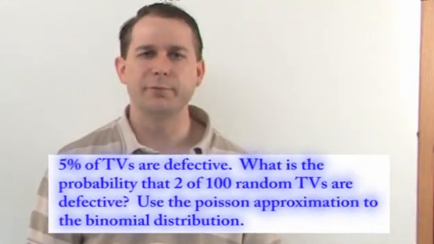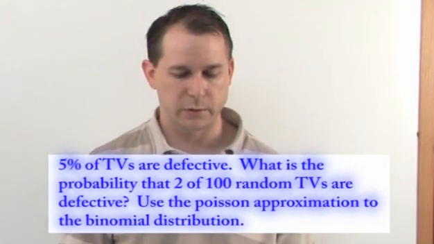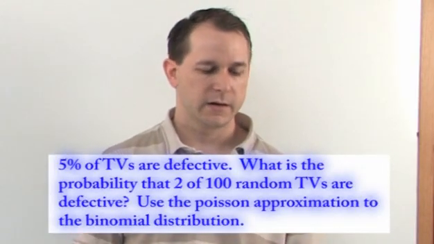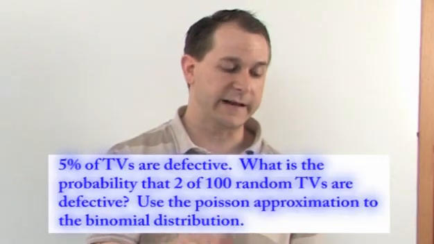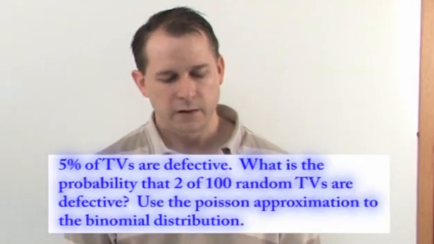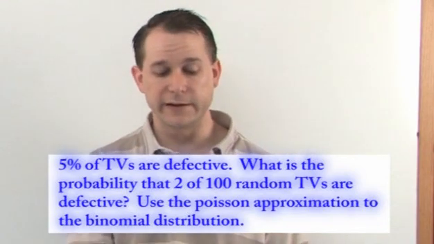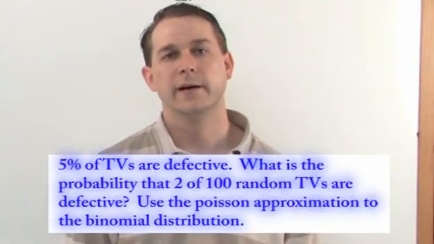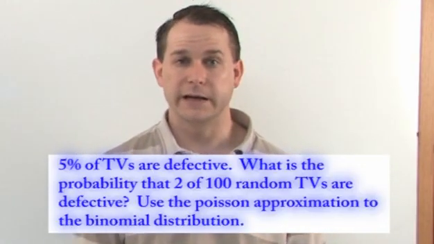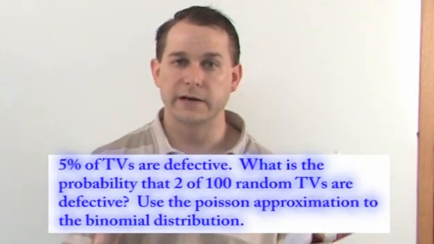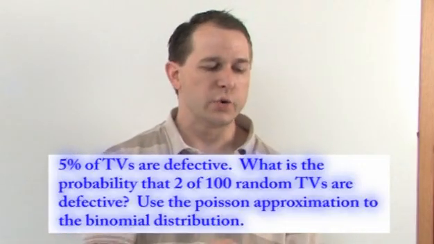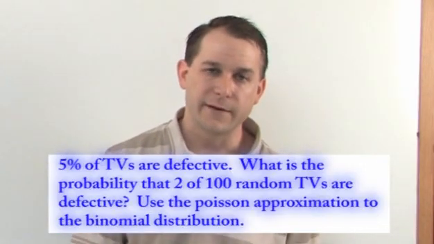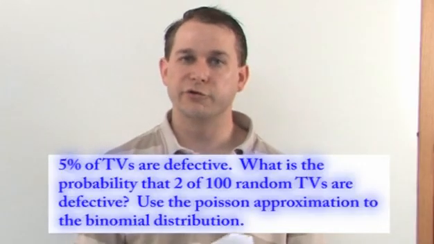The first problem is 5% of TVs are defective, okay? What is the probability that 2 of 100 TVs are defective? And also the problem specifically states use the Poisson approximation to the binomial. So just before we even do anything with Poisson distributions, reading this problem, what we're trying to find is the probability of 2 of 100 TVs being defective. Okay, so we have 100 trials, so we know n is equal to 100. We know we're trying to find that 2 and only 2 TVs are actually defective, so we have two events in 100 trials that we're trying to find.